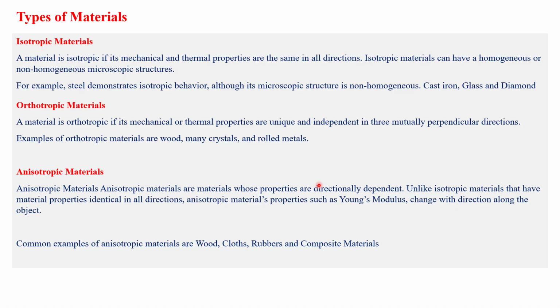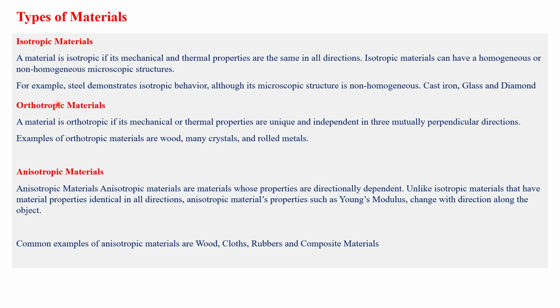We have different types of materials here. The first one is the isotropic material, where the mechanical and thermal properties are the same in all directions, so they don't change. We call it homogeneous. For example, we have steel and cast iron. Cast iron is also an isotropic material, but brittle. Plastic is a different case, but these come under isotropic materials: glass, diamond, steel.